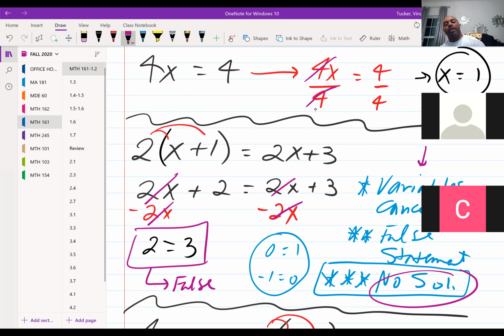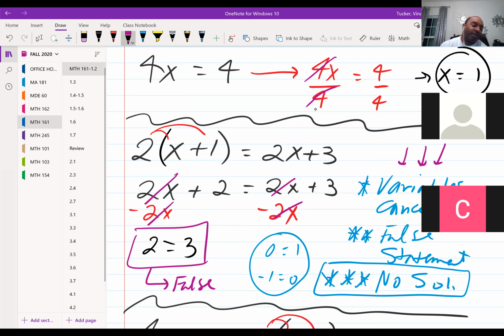And 2 equal to 3 is a false statement. So it's not the answer, but it's a false statement. So that'll take us over here to the blue to let us know what our outcome would be. When your variables cancel, you end up with a false statement. Your answer will be no solution.